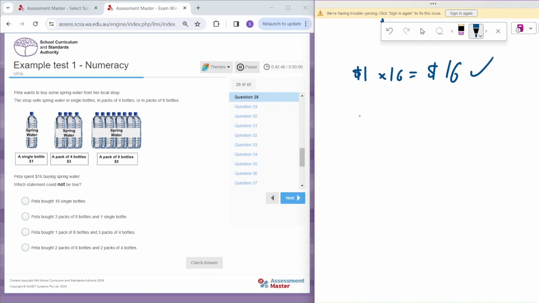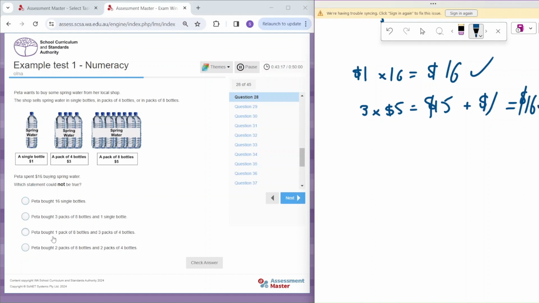Peter bought 3 packs of 8 bottles and 1 single bottle. So 3 packs of 8 bottles, which cost $5 each. 3 lots of $5 is $15. And she also bought 1 single bottle. So we're adding on just $1 for that 1 single bottle, because that 1 single bottle costs $1. 15 plus 1 is 16. So this one's also correct, but not the right answer because we're looking for the one that's not true.